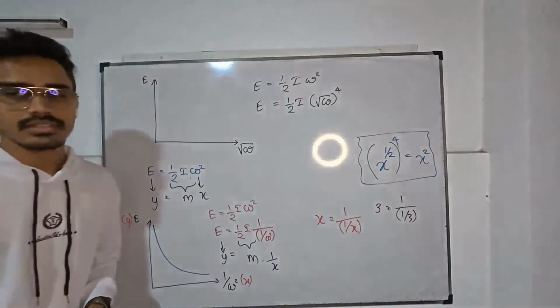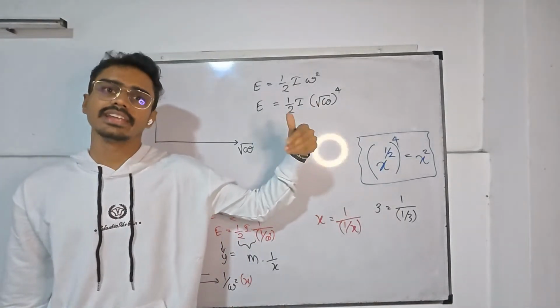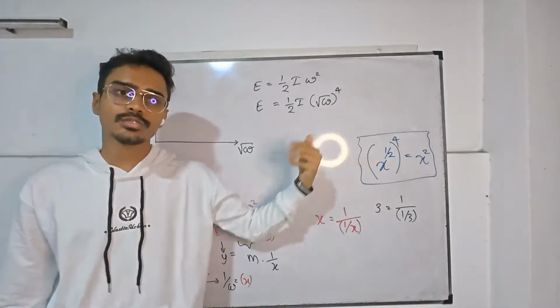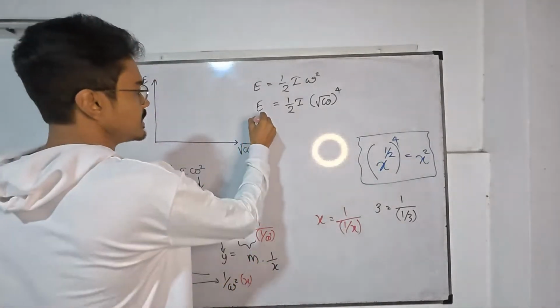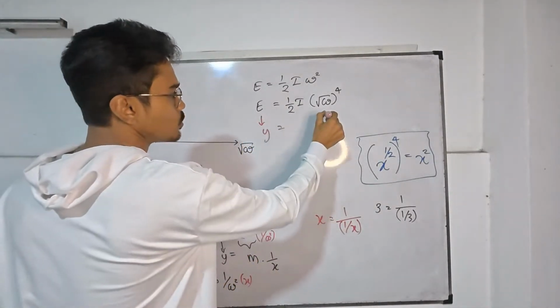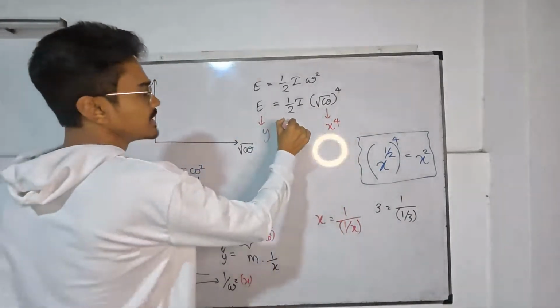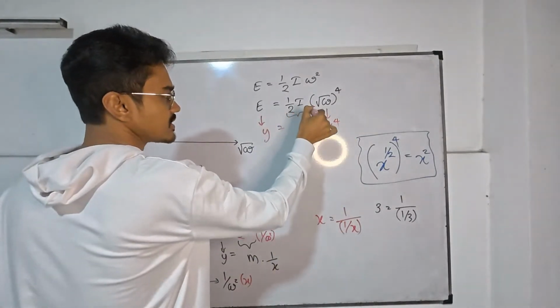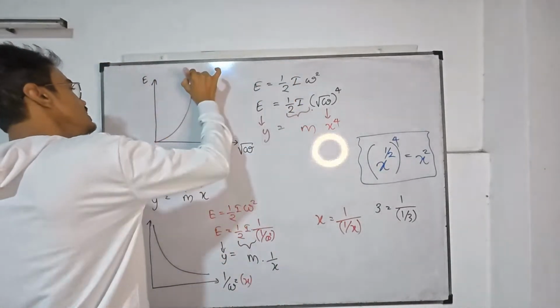Now my requirement is satisfied. I needed root omega in the equation, and now I have root omega in the equation. Now I can identify these terms. E is y. Root omega is x, so this is x to the power 4. And this part is the gradient m. So m x to the power 4 is this kind of a variation.